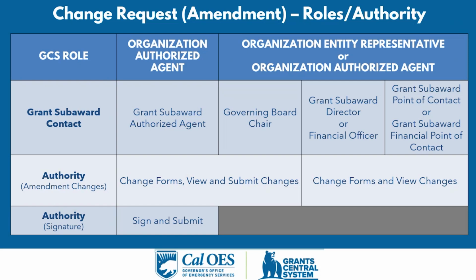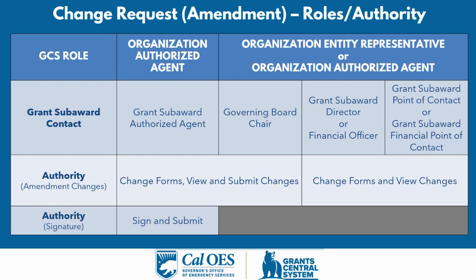Additionally, the individual who is the official designee to sign and submit changes is the grant subaward authorized agent. When you look into the contact information for the grant subaward, the person whose name is checked at the bottom of that page will be the grant subaward authorized agent.